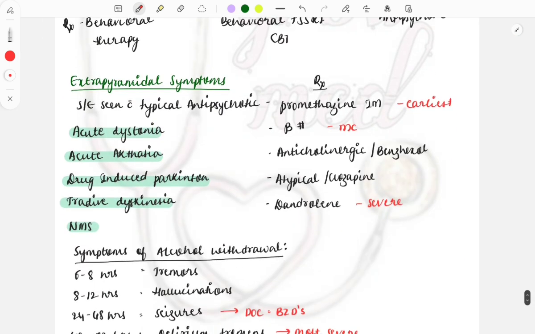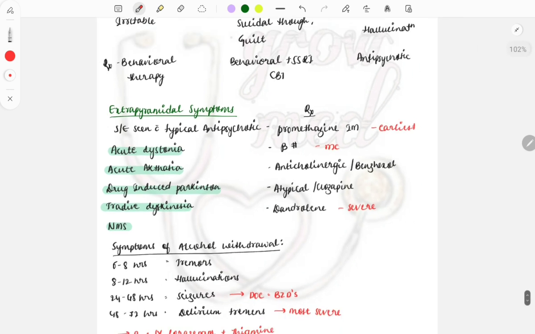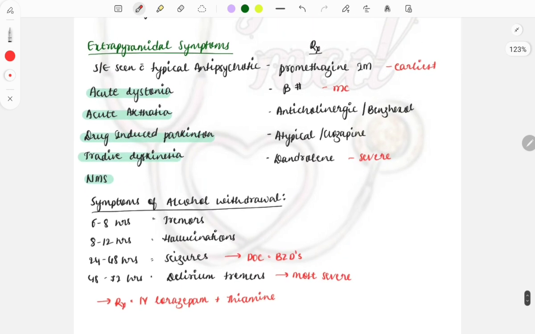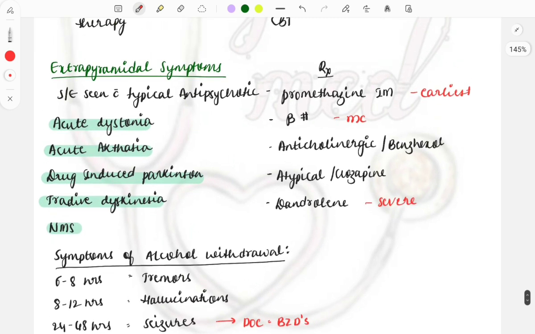Then these are the extrapyramidal symptoms. These are the most commonly seen side effects with the antipsychotic drugs. Okay, the side effect of the antipsychotic drugs, acute dystonia is seen, and these are the treatment options which we'll be using. So acute dystonia is seen earliest, earliest manifestation, and treatment is promethazine IM.